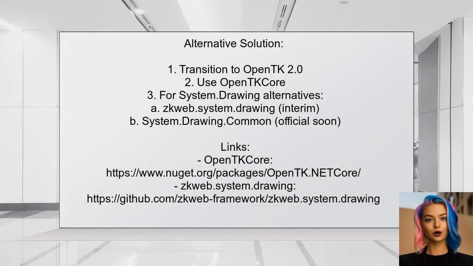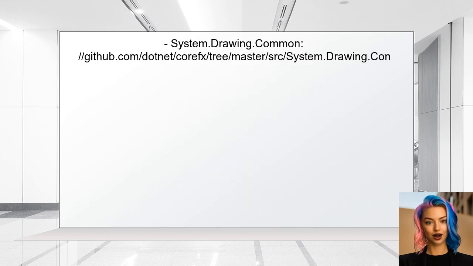An alternative approach for loading images in .NET Standard is to transition to OpenTK version 2.0. This user suggests using OpenTK Core, which is compatible with .NET Standard. For the missing system drawing libraries, they provide two options: the interim zkweb.system.drawing library and the upcoming official system.drawing.common library from the .NET Core framework.